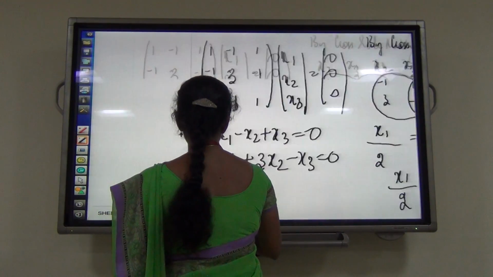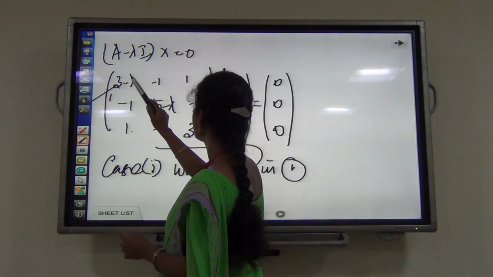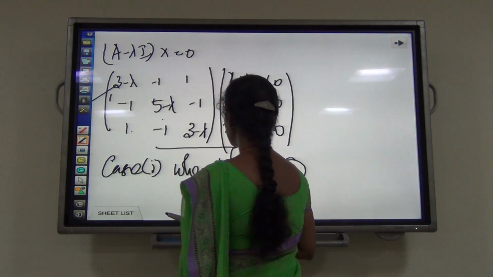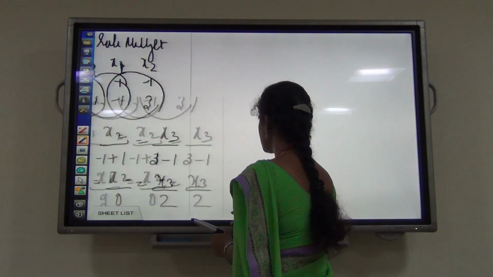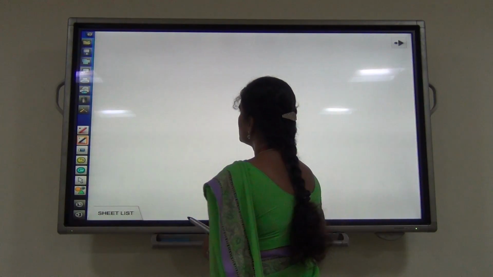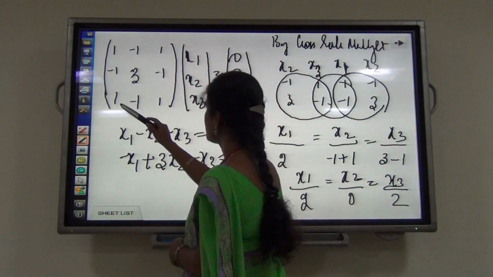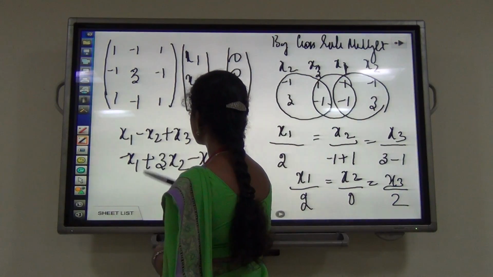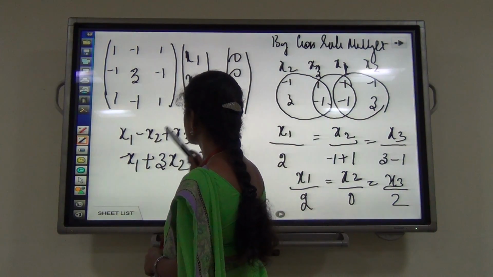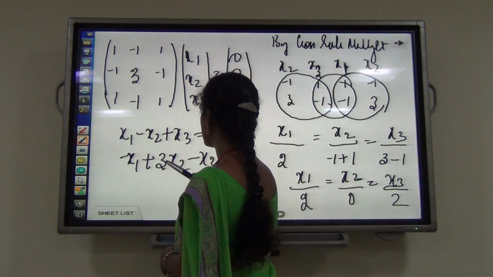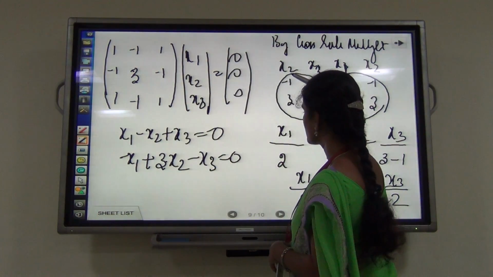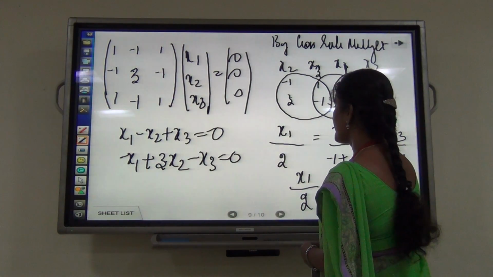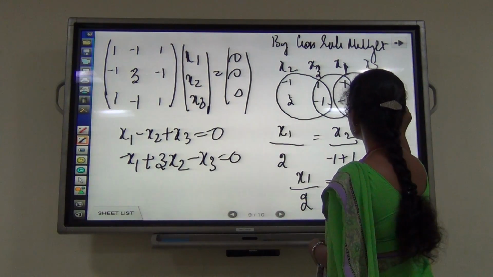Once again we'll check. It is 3 minus 1, minus 1, 1, minus 1, 3, minus 1, sorry, and 1 minus 1, 1. So these are the two rows which are identical, so I get x1 minus x2 plus x3, minus x1 plus 3x2 minus x3 equal to 0. Collecting the coefficients of x2, it is minus 1, 3, and x3 is 1 minus 1, x1 is 1 minus 1, x2 is minus 1, 3.